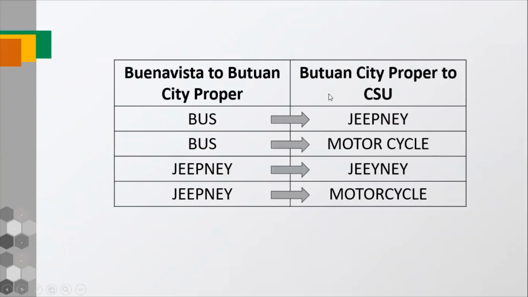From Benavista to Butuan city proper, you will ride a bus, then going from Butuan city proper to CSU, you will ride a jeepney. Or bus, then you will ride a motorcycle. Or you can ride a jeepney, then also a jeepney. And we also have you ride a jeepney from Benavista to Butuan and ride a motorcycle from Butuan city to CSU.